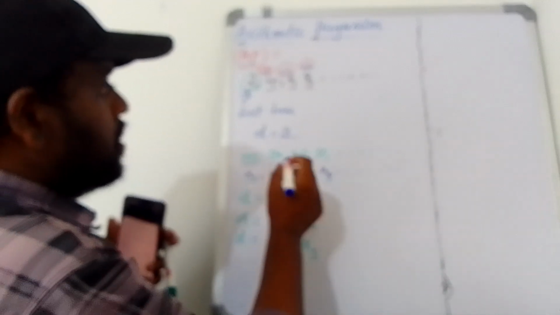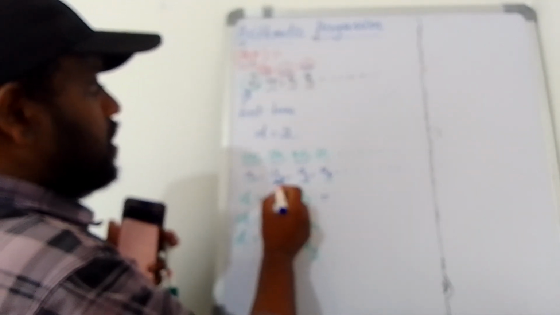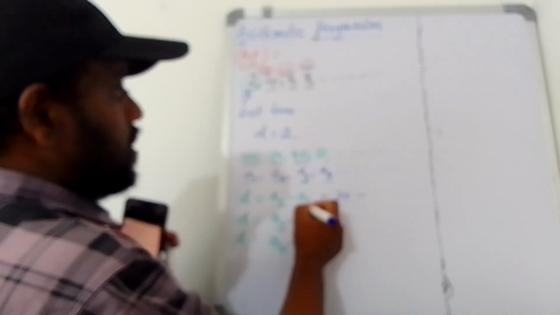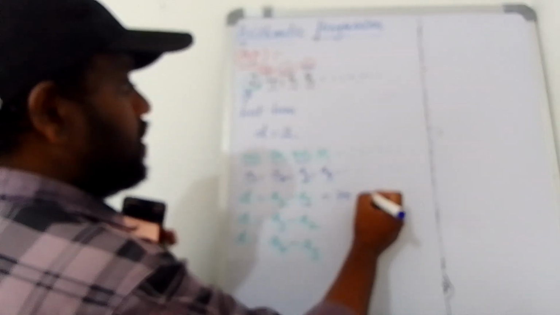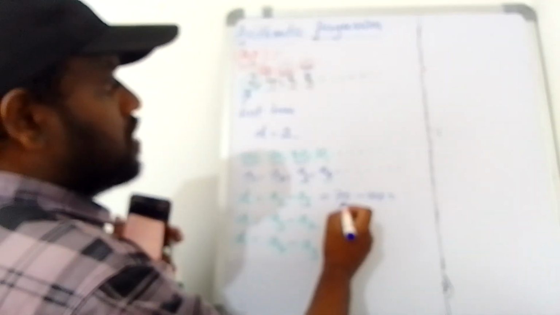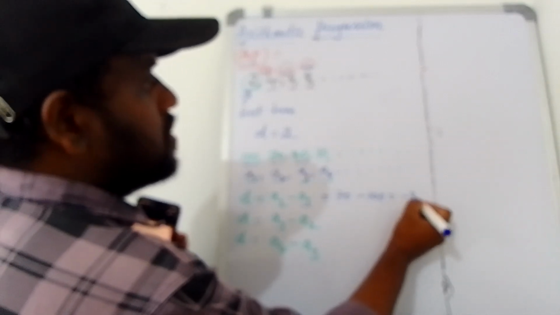I said negative common difference. This is an example for negative common difference, so you will get it. A2 is what? 70 minus A1, which is 100. 70 minus 100 is minus 30. Correct?